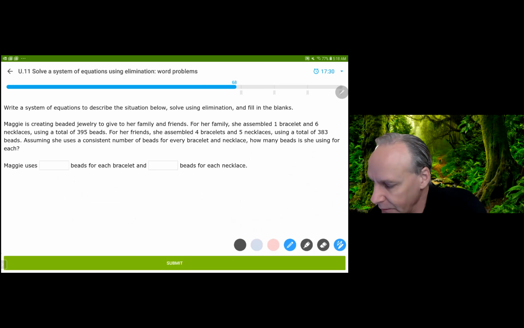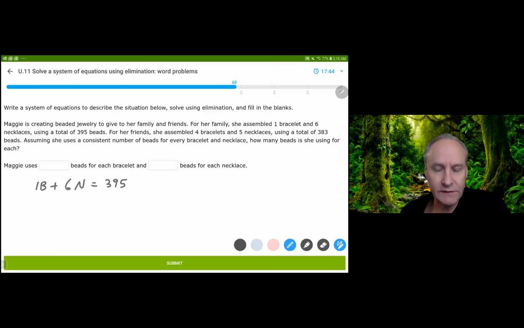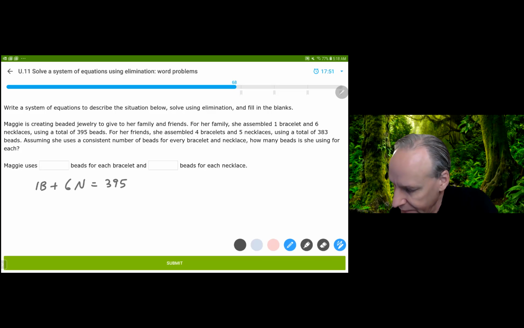Maggie is creating beaded jewelry to give her family and friends. So we talk about number of beads. So 1 bracelet and 6 necklaces takes 395 beads. We want to obviously know how many beads for each bracelet and how many for each necklace. And 4 bracelets and 5 necklaces take a total of 383. Nice, easy numbers to work with.